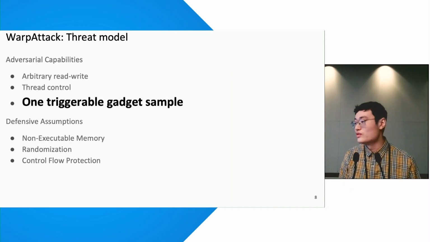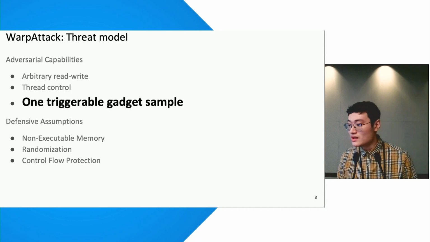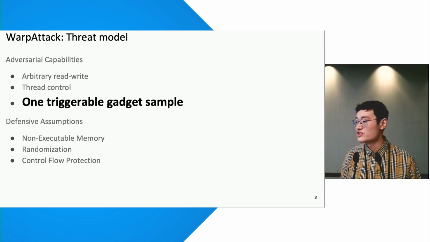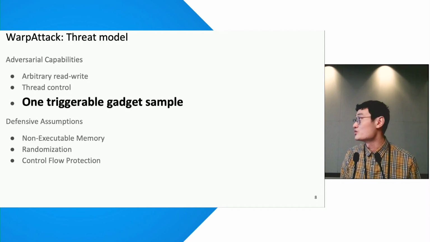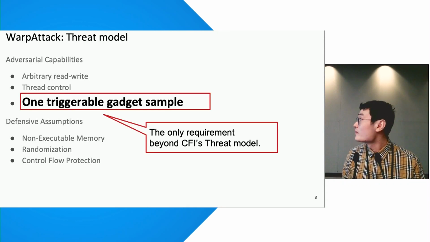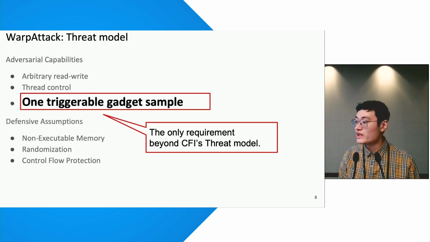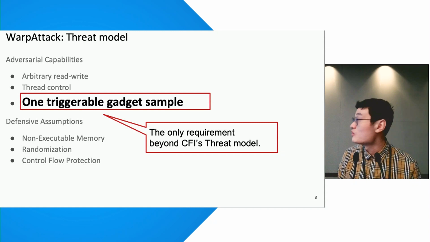Now, let's move on to WarpAttack. WarpAttack shares a similar threat model compared to CFI. We both assume a powerful attacker with arbitrary read and write and thread control. In fact, the only additional requirement is that the attacker needs one triggerable gadget sample in the form of a compiler-introduced double fetch.